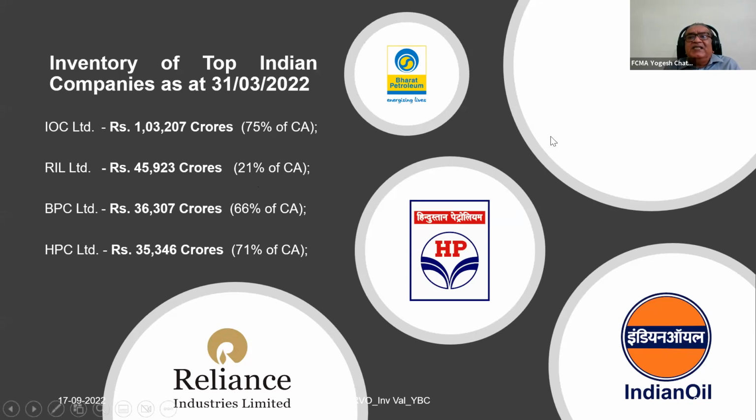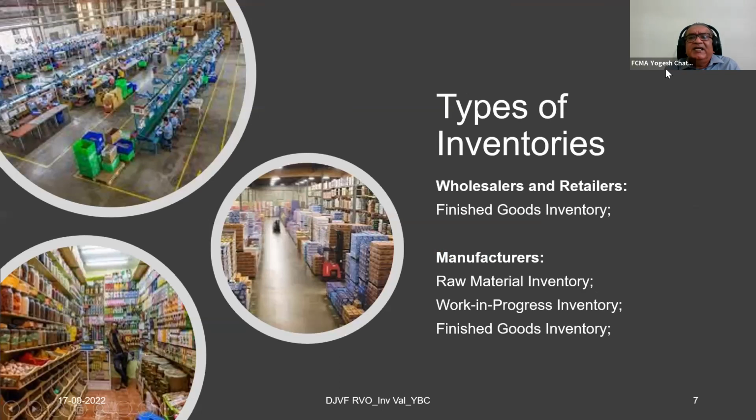Now, these are the types of inventory. For wholesalers and retailers, they will maintain only finished goods inventory. Comparatively, it is easy for them, because they will always get some value from the market, as they are traders and maintain only finished goods inventory.